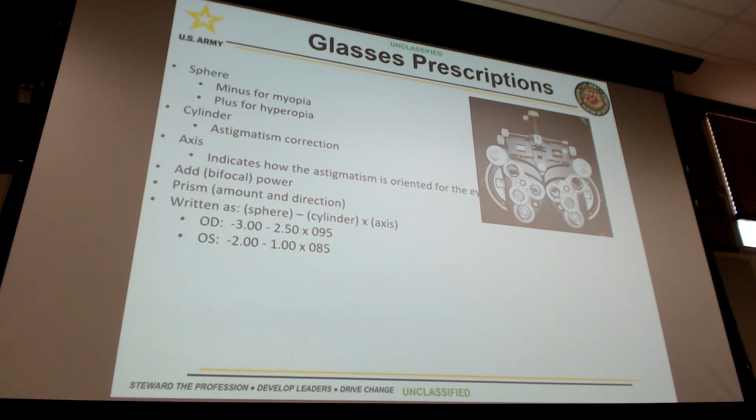The first number again is the sphere power. That's going to be the nearsighted or farsighted. The second number is the amount of astigmatism that you have. Okay. Sometimes you'll have patients that have what's called an add power, and that add power is the additional power that we'll put into a patient's bifocal or a progressive lens. The add power is what helps them see things up close.